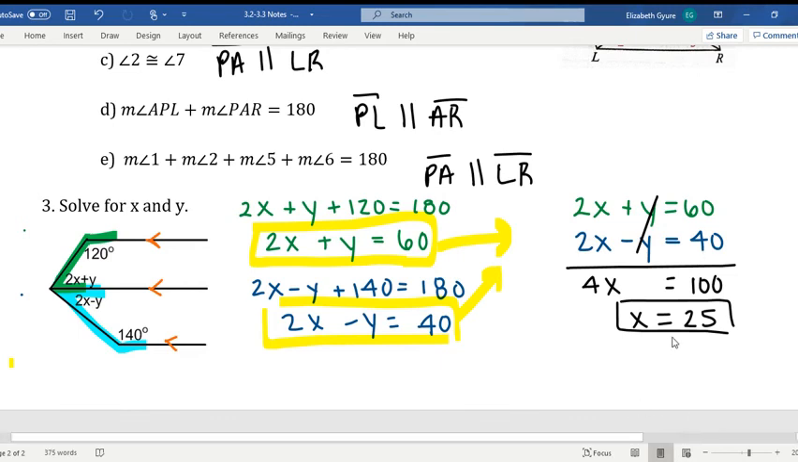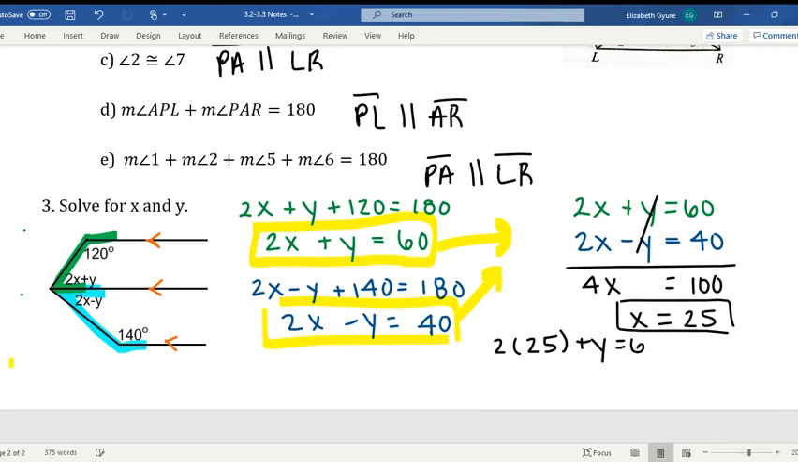Then to get y, I just have to plug it back into one of my original equations, either one that I like. I prefer to work with positives. So I'm going to plug it into 2x plus y equals 60. So that'd be 2 times 25 plus y equals 60. 2 times 25 is 50. And I'm going to subtract that over to get that y equals 10.